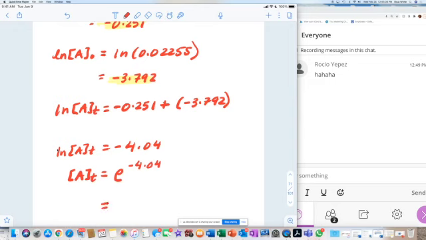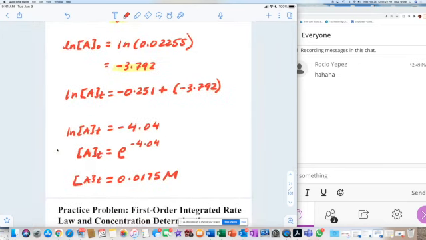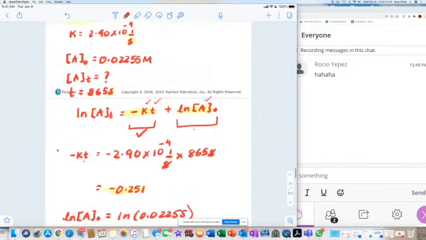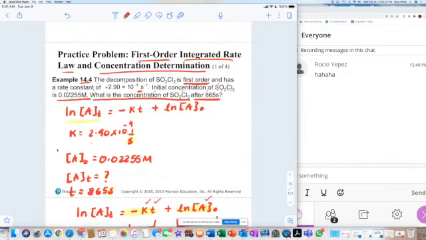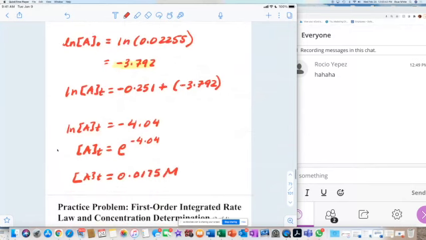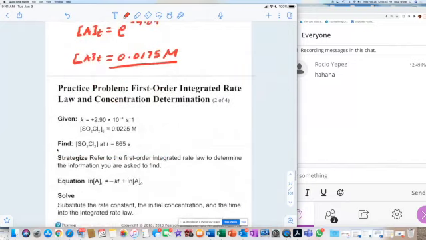Okay, so after I plug this in the calculator, make sure you do this right. You end up with 0.0175 molar. So what we are saying is, if you were on the phone trying to describe this process to somebody, you won't say line by line, right? So the reaction started off with SO2Cl2 being this amount here, 0.02255. And then 865 seconds pass. Based on this rate constant, this is the amount we have left over, 0.0175 molar.